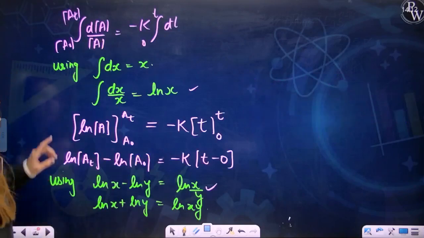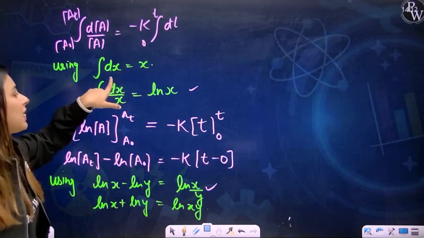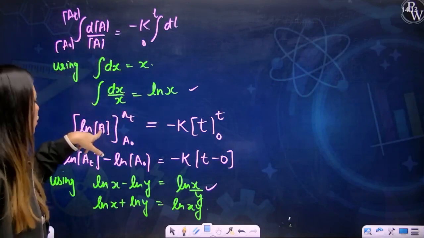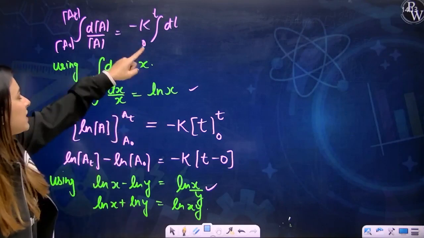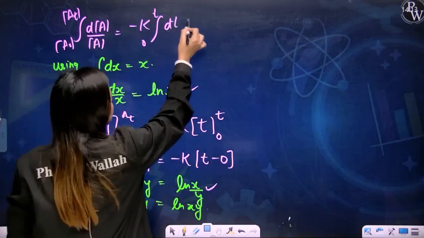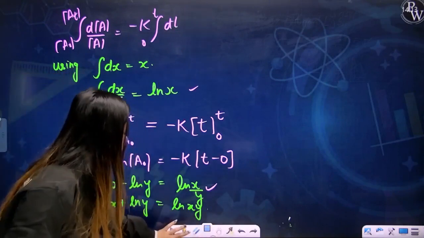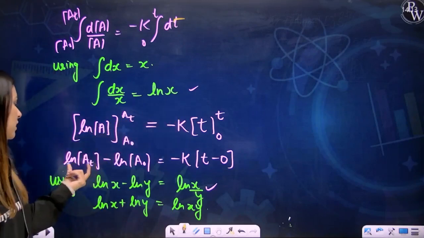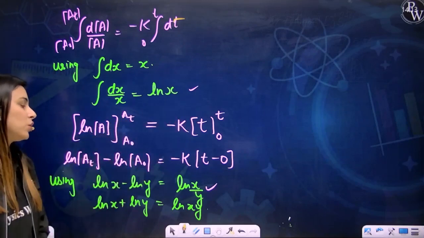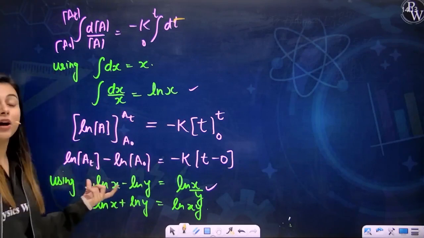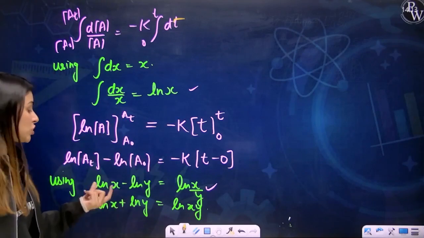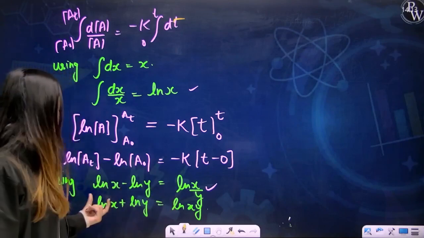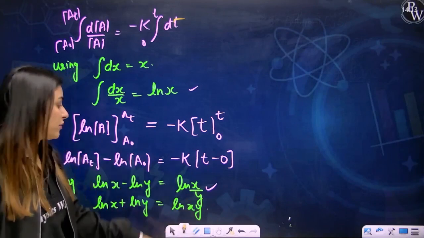I told you that the integration of dx is always x and the integration of dx by x is ln of x. So this is dA by A, so this would be ln of A, limits a naught to at, and that is dt. So the integration of dt would be t, from 0 to t. Putting the limits, ln of at minus ln of a naught is equal to minus kt. I told you that now we'll be using a property of log: ln of x minus ln of y is ln of x upon y, and ln of x plus ln of y is ln of xy.